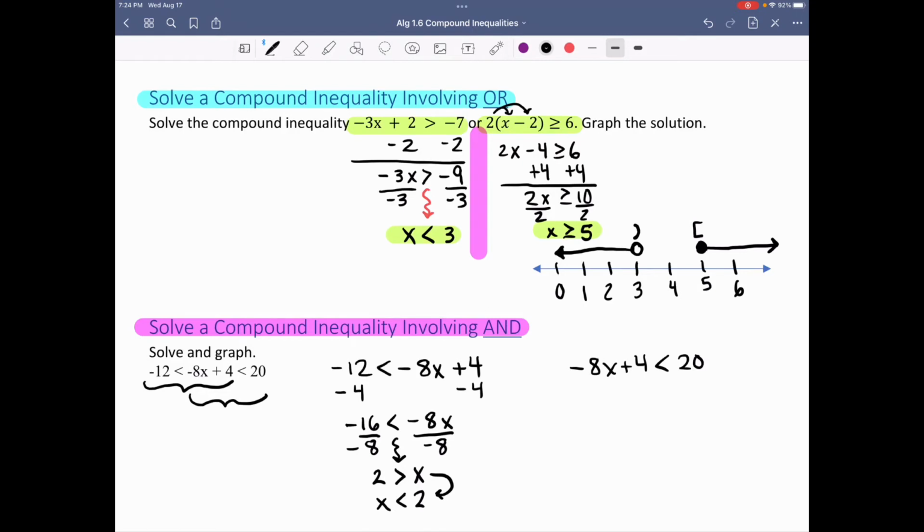Write it backwards. Now we're going to solve the other inequality. We have minus 4 on both sides. And then we have negative 8x is less than 16. We divide by negative 8. And because I divided by negative 8, we have to flip the inequality. X is greater than negative 2. All right, we have 2 answers here, or 2 inequalities, and we need to graph them.